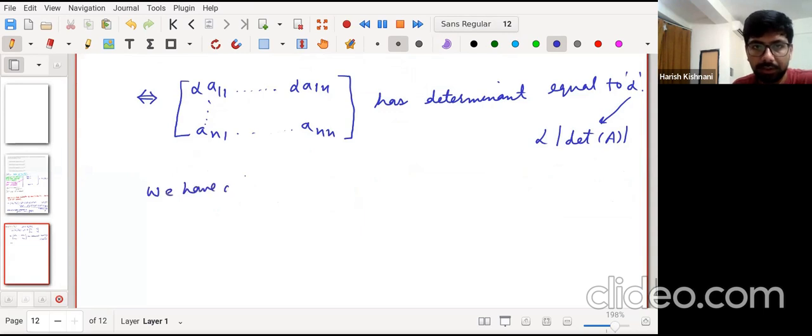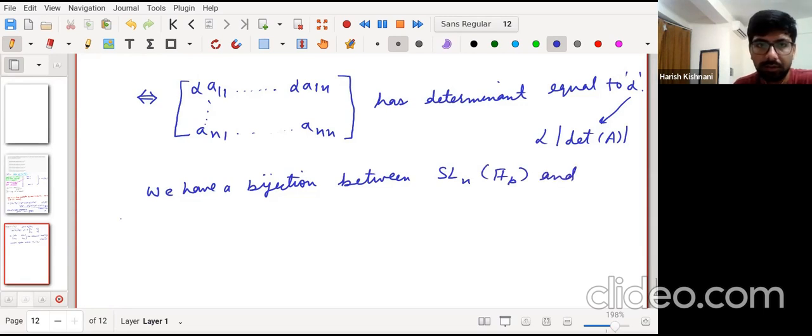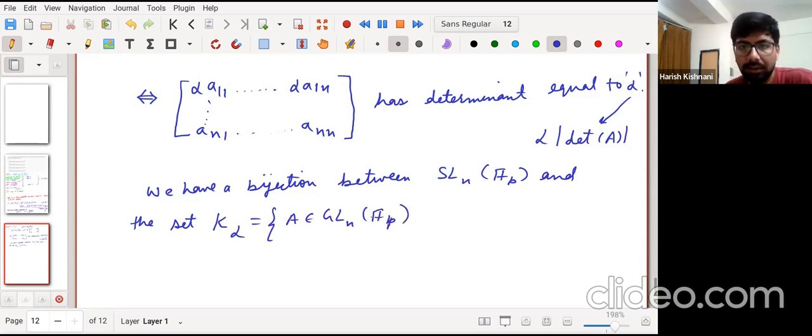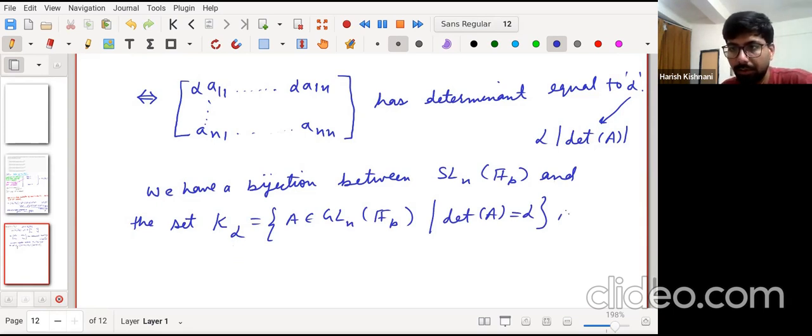So we have a bijection between SL_N(F_p) and the set K_alpha, where K_alpha is the set of A belonging to GL_N(F_p) such that the determinant of A is equal to alpha, where alpha is any non-zero number.